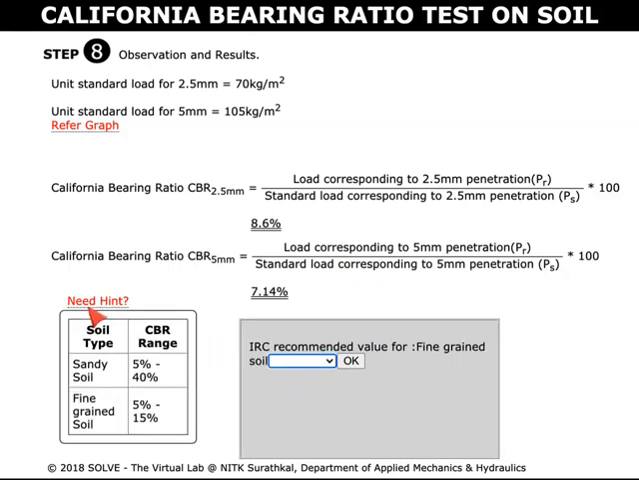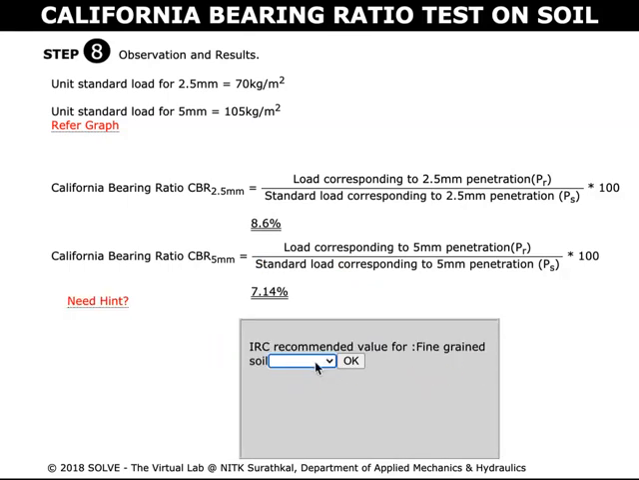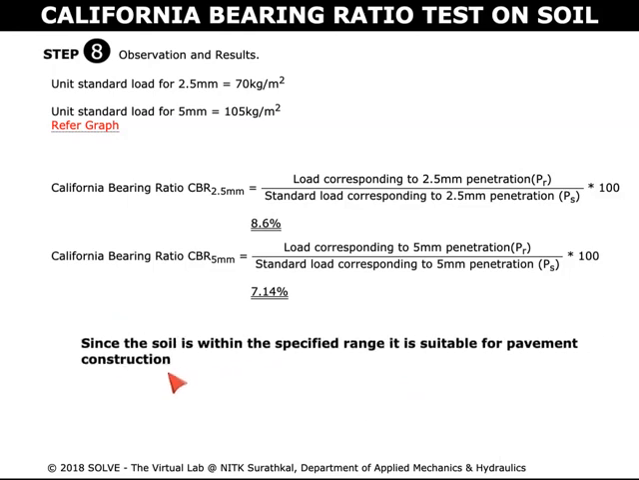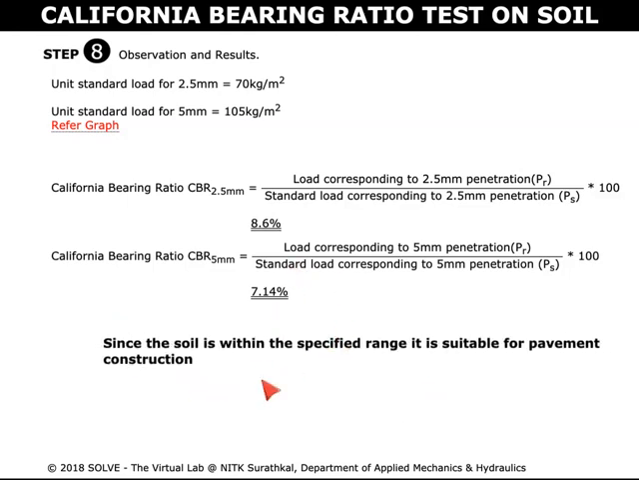Click on Need Hint to get an idea. Select the right answer for the pop-up question to proceed. This is the inference drawn from the current experiment conducted.